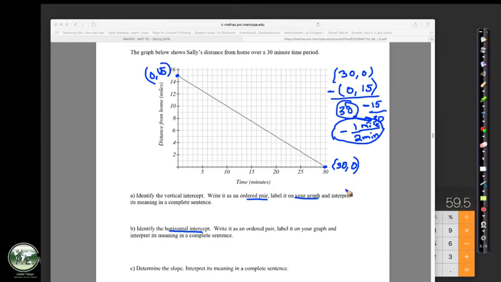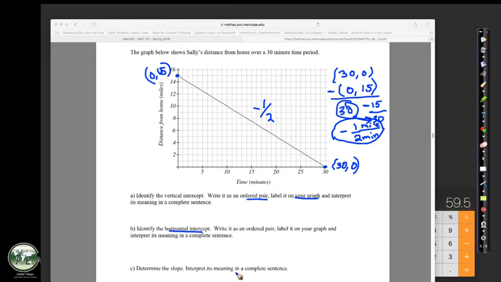Anyway, and why is it negative? Because it's a downward slope. She's coming home. Had she been going away from home, it would have been positive with that reference point. So she's getting closer to home, so a negative slope. So in units, it's negative 1 over 2. A drop of 1 for every 2 x units. So every 2 minutes, she's 1 mile closer to home.